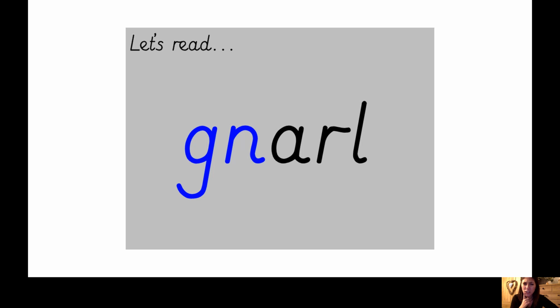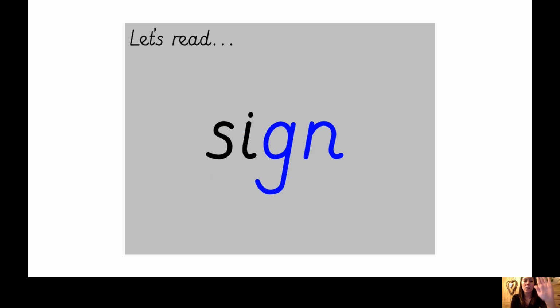Remind me, I can see a G and an N. I wonder why they're blue in this word. What sound are they making here today? Oh, of course, they're making the sound. I've got to remember they're working together as a digraph. Let's say this word together. Gnarl. Someone gnarls, they might show you their teeth. They're gnarling at you. Okay, let's have a look at our next word.